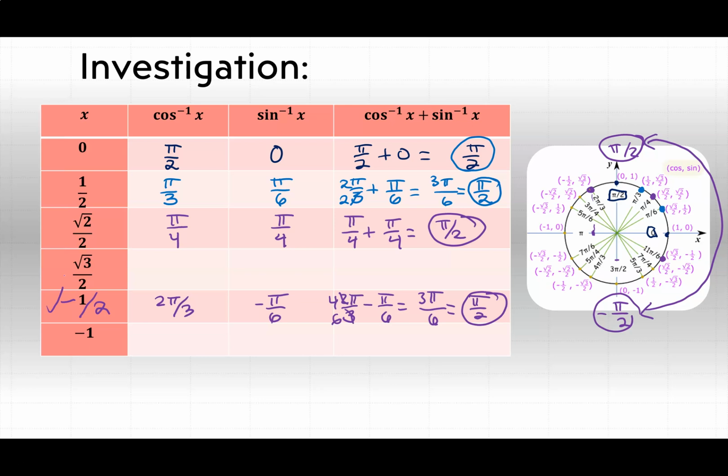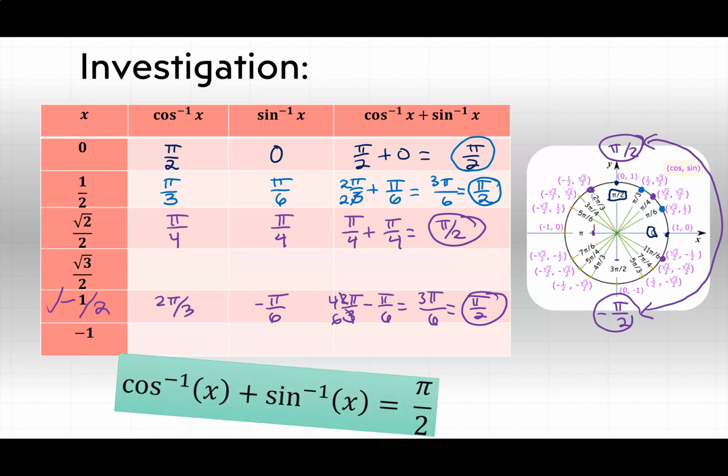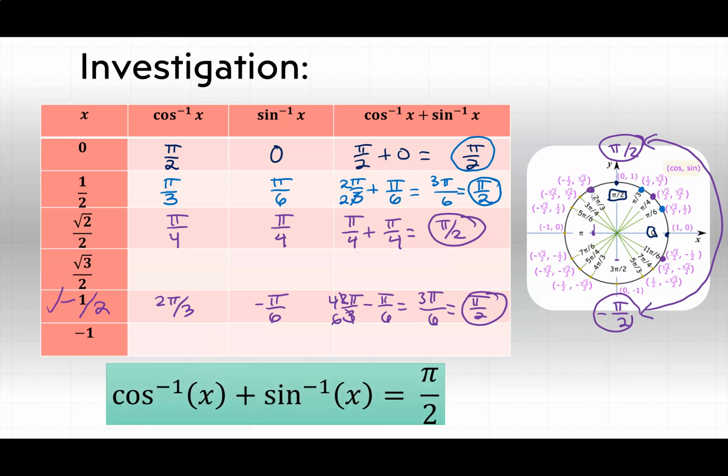Okay, so I think that's enough, and you can fill in the other lines if you like. But would you believe it? Inverse cosine of x plus inverse sine of x is pi over 2. Is there any logical reason why that should be? I'm going to let you think about that, but that is correct. That is an identity in your trigonometry class. You should see that. Okay.